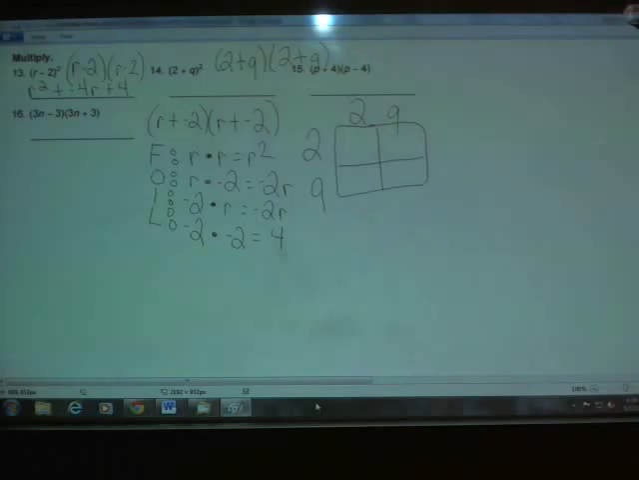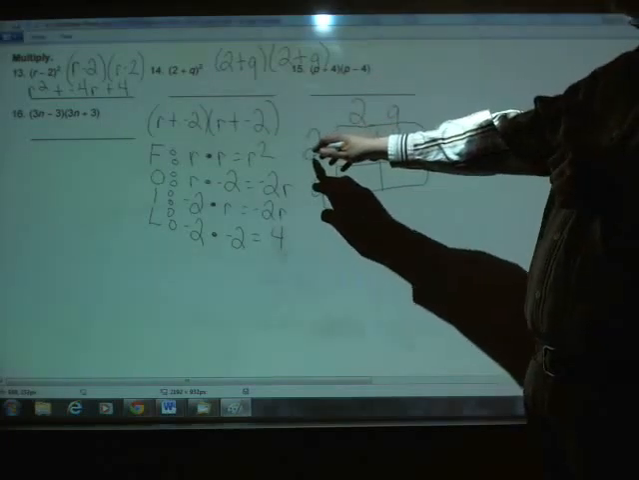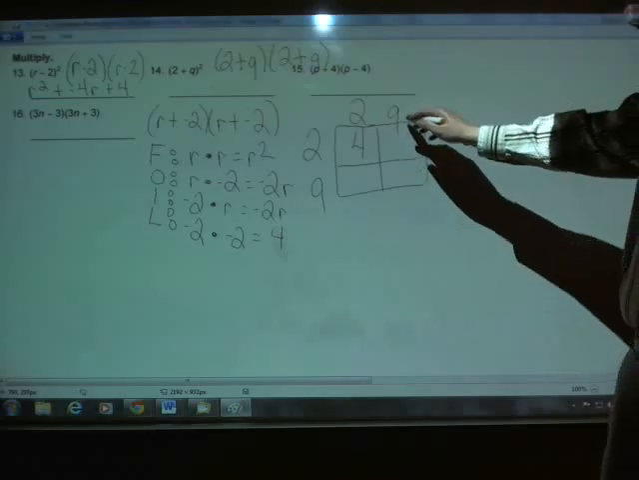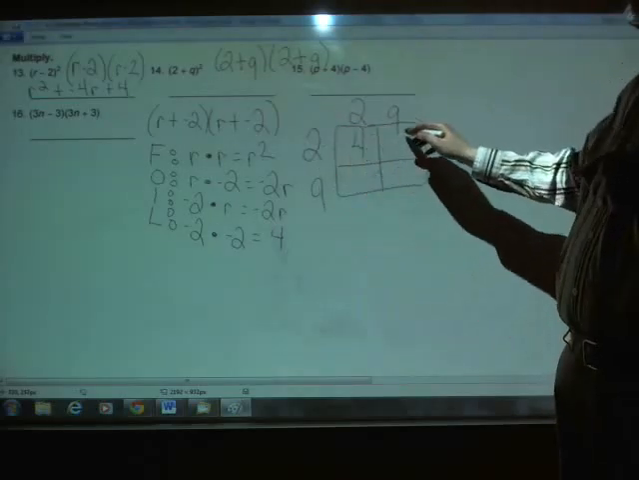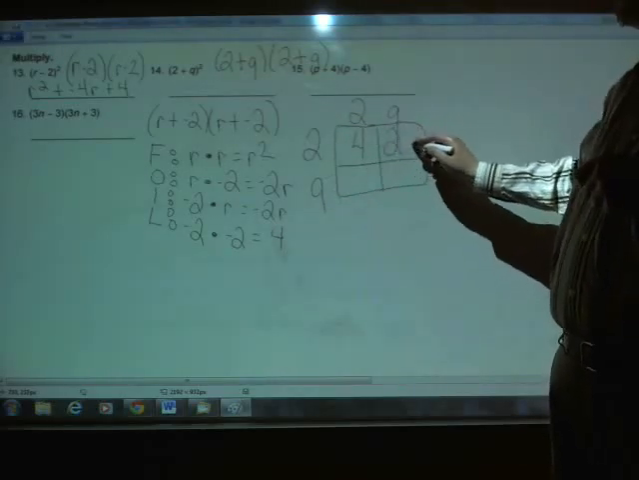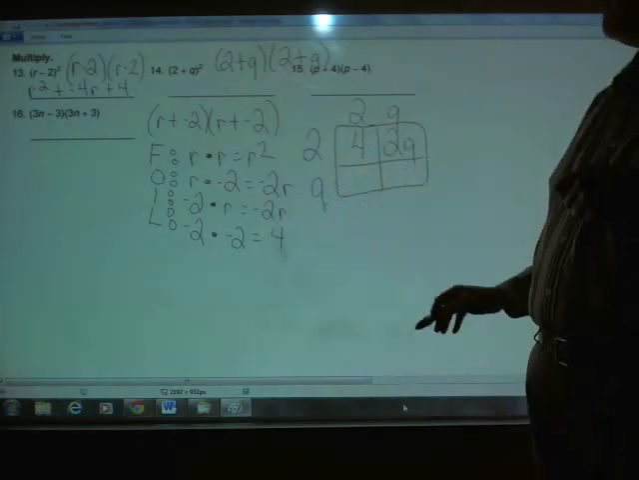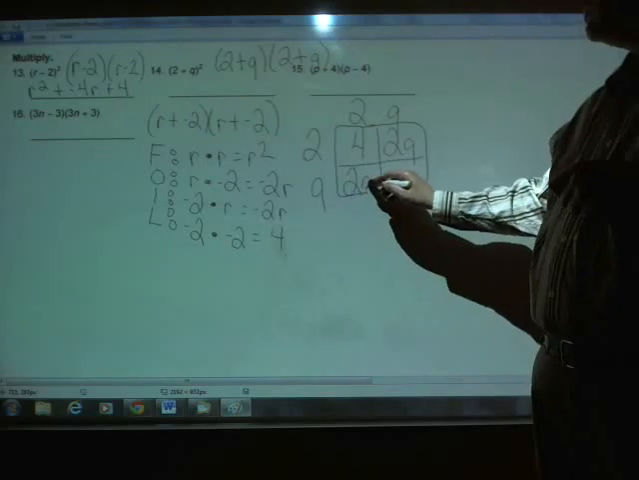All right, each box again is the product of what's directly above it and what's to the left of it. So this box here has 2 above it and 2 to the left of it. 2 times 2 is 4. This box here has q above it and 2 to the left of it. Q times 2 is going to give me 2 q's. This box here has 2 above it and q to the left of it. 2 times q is 2q.